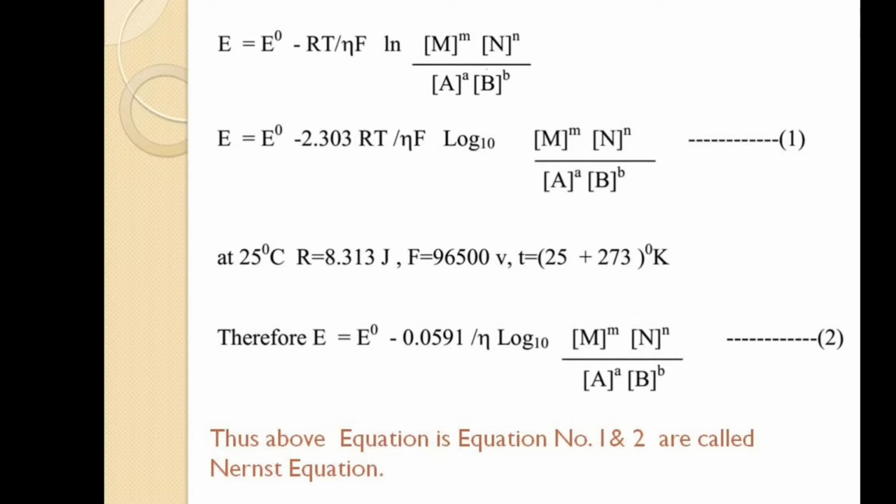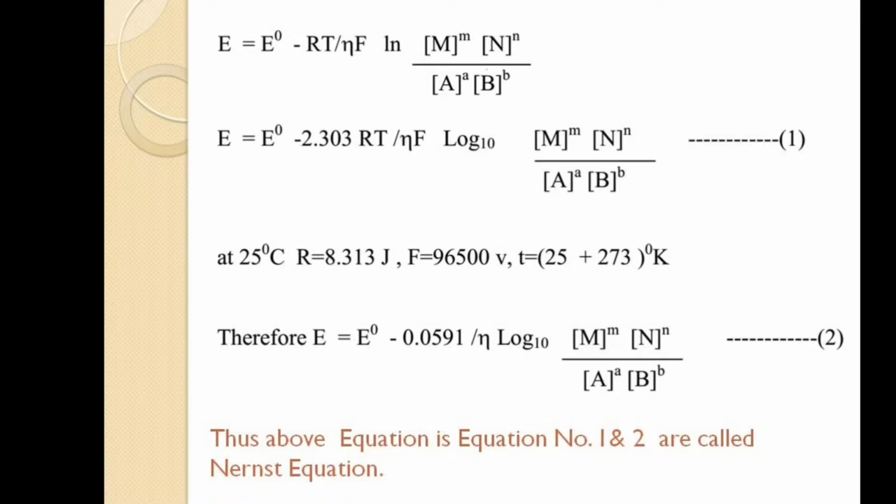By rearranging this equation, we get E is equal to E0 minus RT upon nF ln concentration of product divided by concentration of reactant. Now, if ln is replaced by log, then you have to multiply it by 2.303. So this relation becomes E is equal to E0 minus 2.303 RT upon nF log to the base 10 concentration of M raised to power m into concentration of N raised to power n divided by concentration of A raised to power a into concentration of B raised to power b.